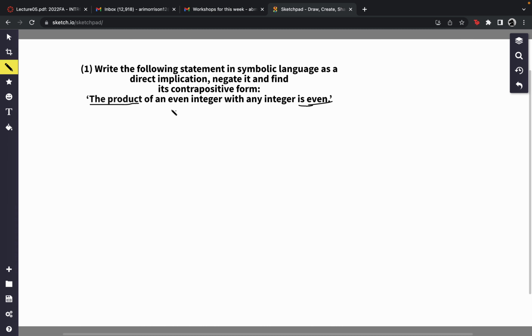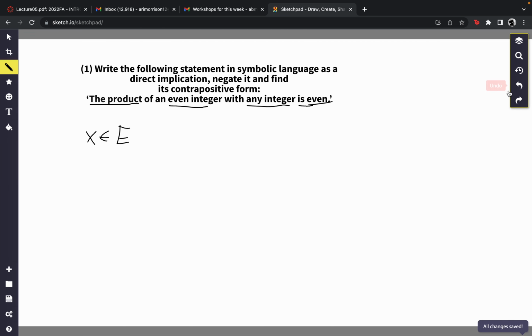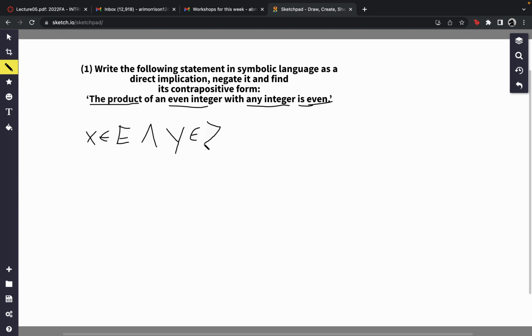Our premise is that we have an even integer and any integer. So it's going to be similar to what I just showed you, but here we're going to have x is in the set of even integers. And we need both these things to be true. y is in the set of any integers, all integers, whatever.